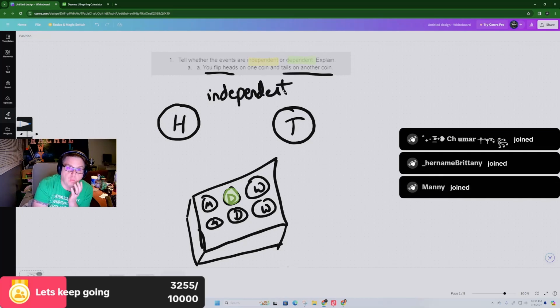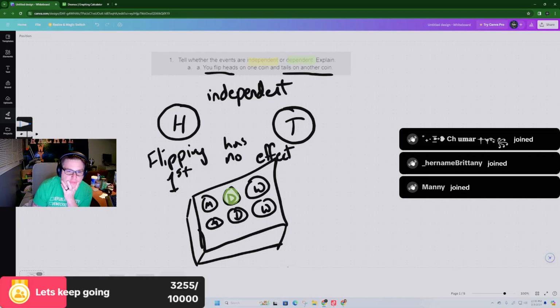And explain? Well, flipping the first coin has no... Oh man, we talk about this all the time too. Oh God. I'm going to go effect, but I think it's affect. We talk about this all the time in my classroom. Like, is it effective or affective? I'm terrible with this one, and I always question it, but I'm going to put effect, although I bet it's affect.